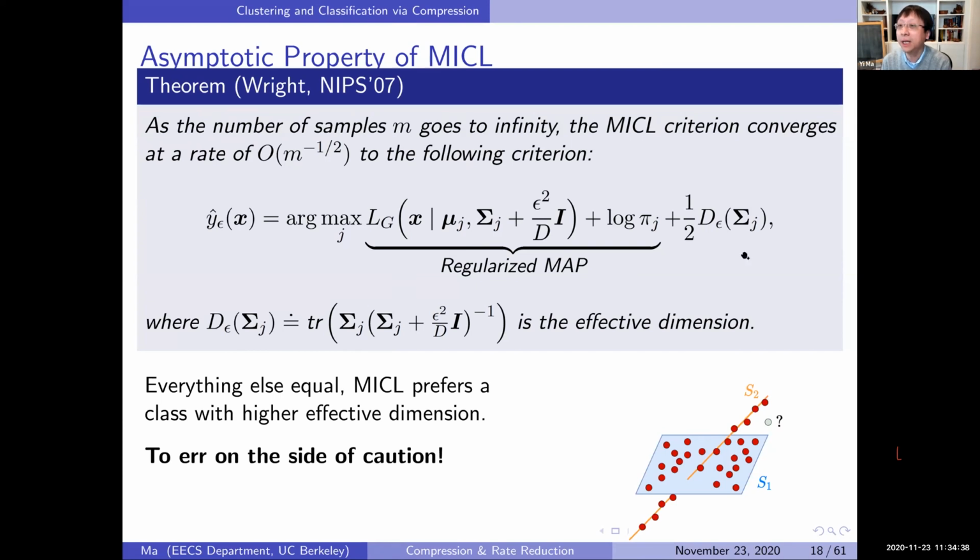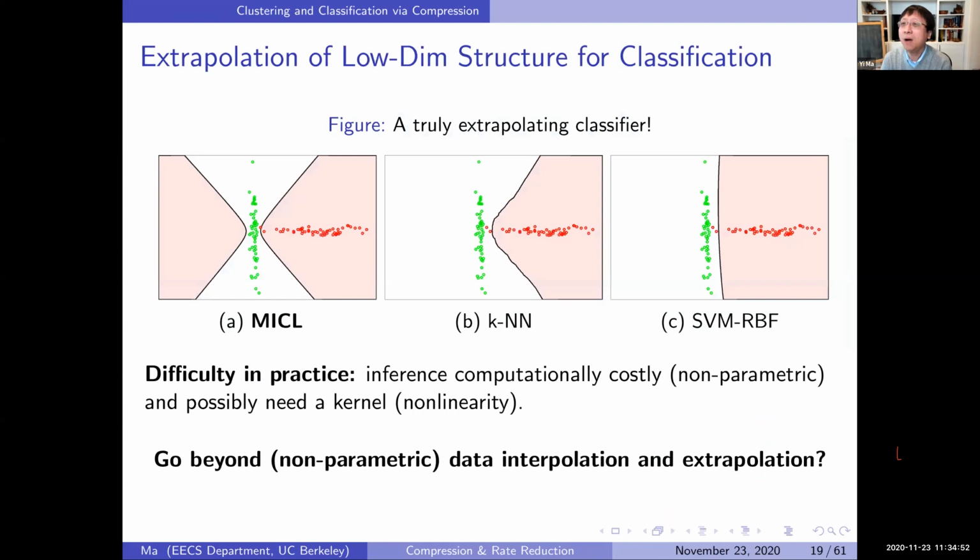Turns out this term says, okay, in that case, assign the points to the cluster with larger dimension. So basically, it even helps you err on the safe side. Right? It has a very, very wonderful interpretation. Now, this classifier also has very different behaviors from what we saw before.